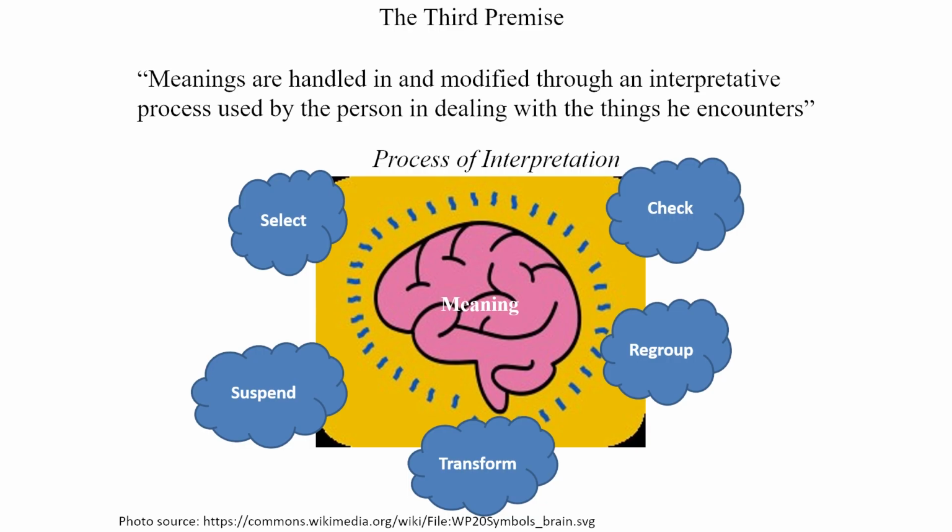The third premise states that meanings are handled in and modified through an interpretative process used by the person in dealing with the things he encounters. To be precise, human beings make meanings through the interpretative process in interaction. The process of interpretation is not mere application of meaning to things. Rather, it is the actual process by which persons, in Bloomer's words, select, check, suspend, regroup, and transform the meanings in light of the situation in which he is placed.